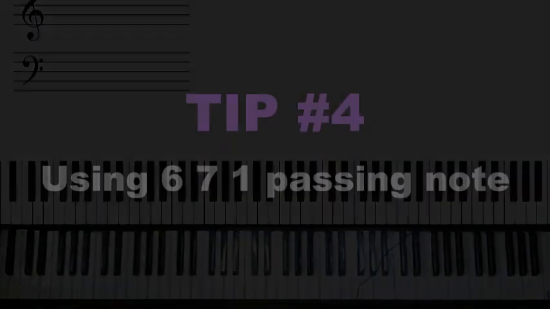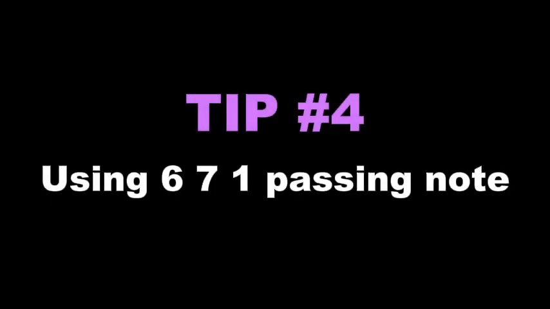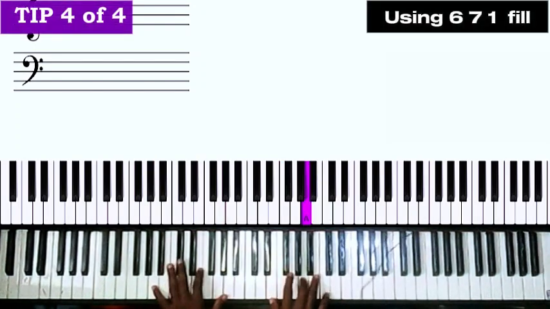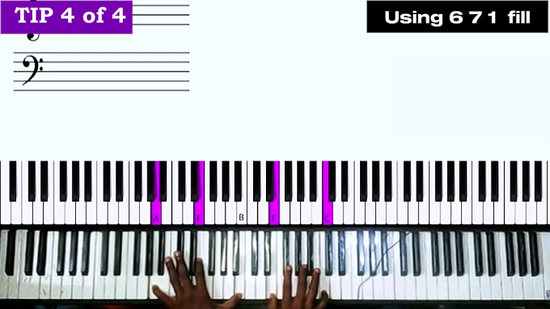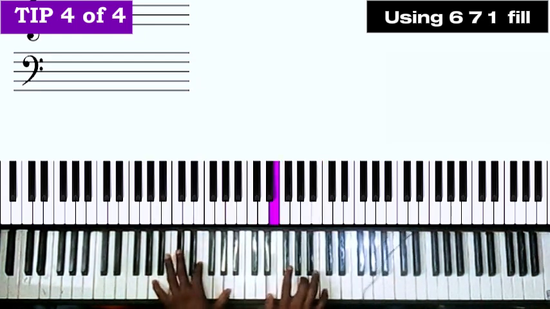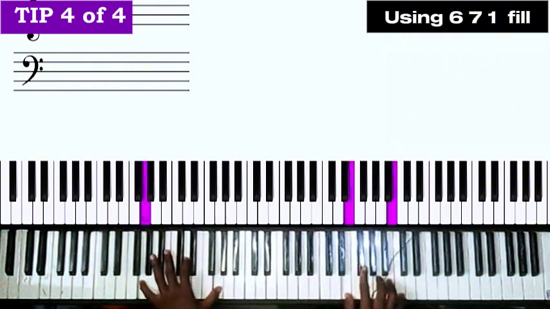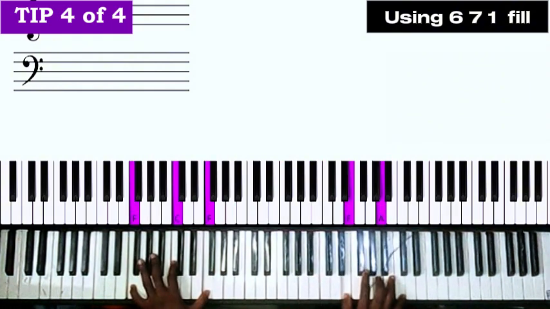So the next way you can use to approach your chord 6 in worship songs is by using this passing note. You see that? That is 6, 7, 1, or you can say 3, 6, 7, 1.